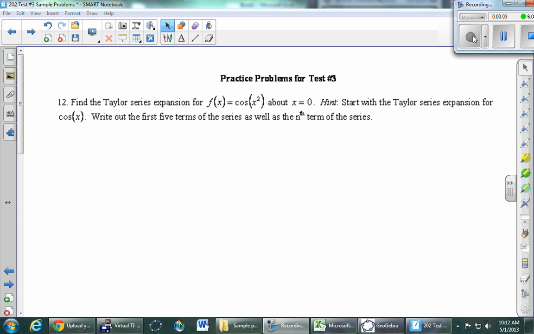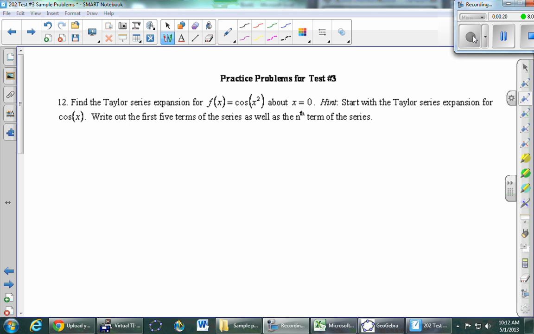This is problem number 12 on the practice problems for test number 3. Find the Taylor series expansion for f of x equals cosine x squared about x equals 0. Hint: start with the Taylor series expansion for cosine of x. Write out the first 5 terms of the series as well as the nth term of the series.